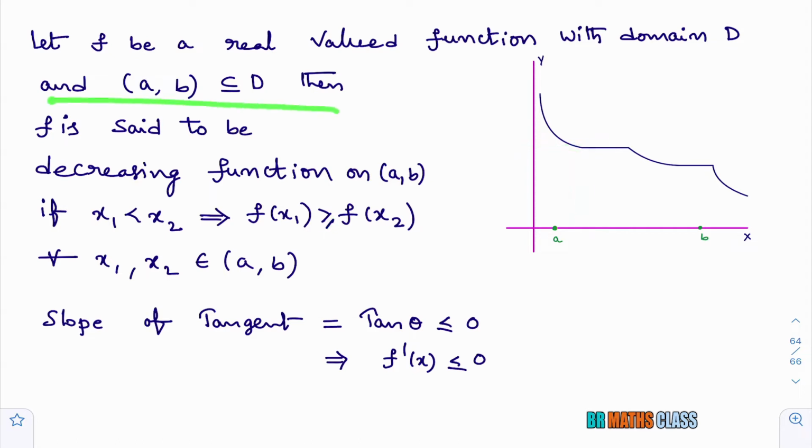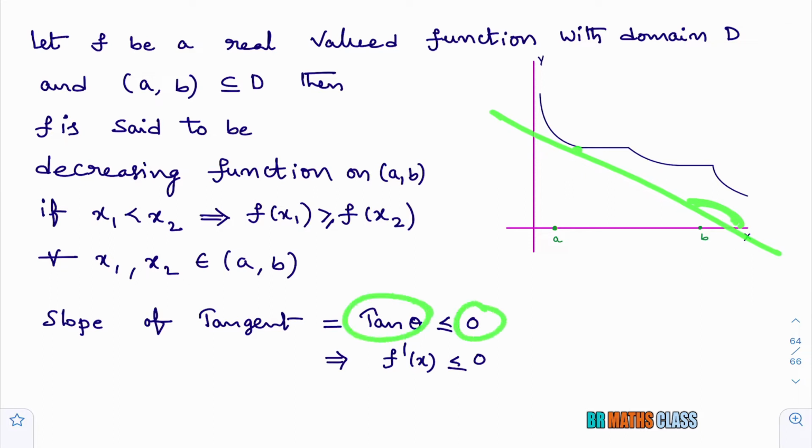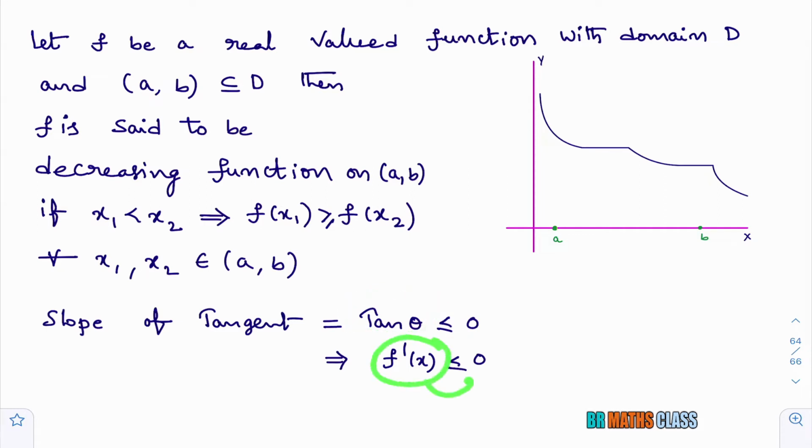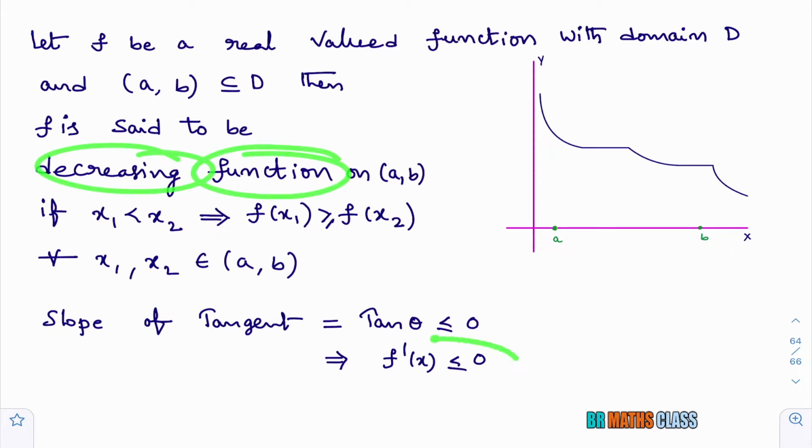So if the function is decreasing, x1 less than x2 implies f of x1 is greater than or equal to f of x2. And if we draw the tangent, see here, the tangent makes an obtuse angle only. So tan theta, as theta is an obtuse angle, tan theta is negative. When the function is stationary, we know that f dash of x is 0. That's why tan theta is less than or equal to 0. So tan theta is the slope of the tangent. We know that f dash of x is also the slope of the tangent. So f dash of x is less than or equal to 0. If the function is decreasing function, then f dash of x is less than or equal to 0. I hope you understand this point.